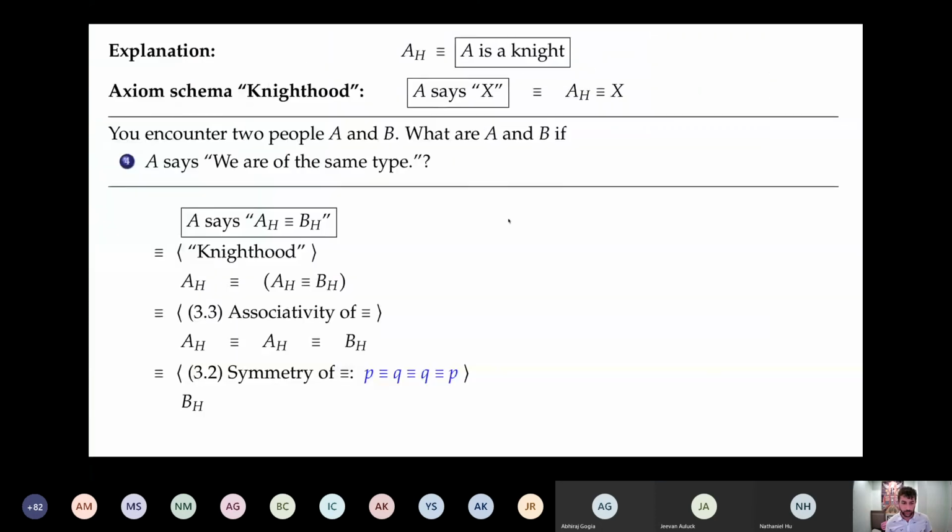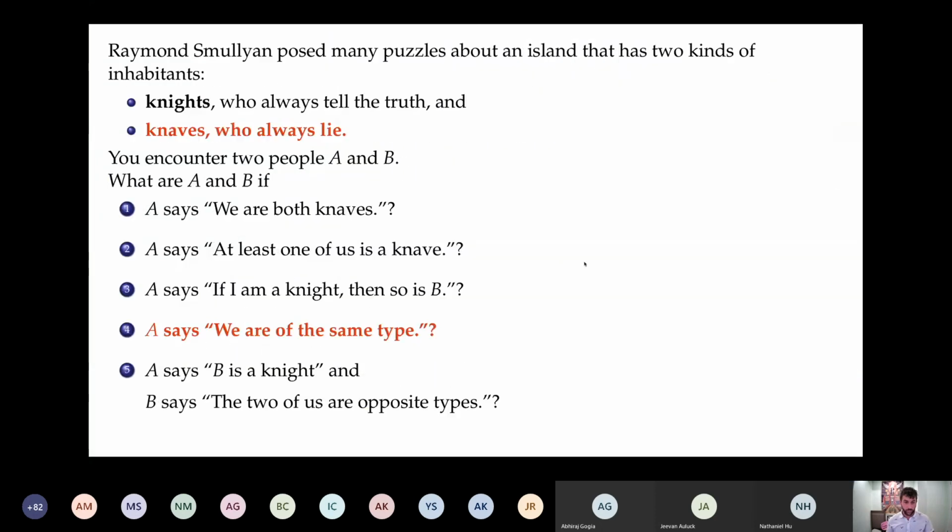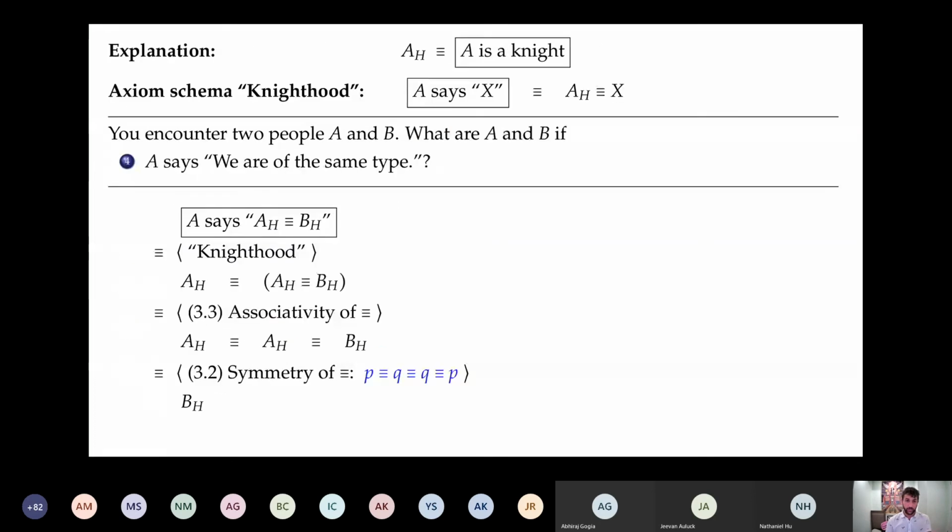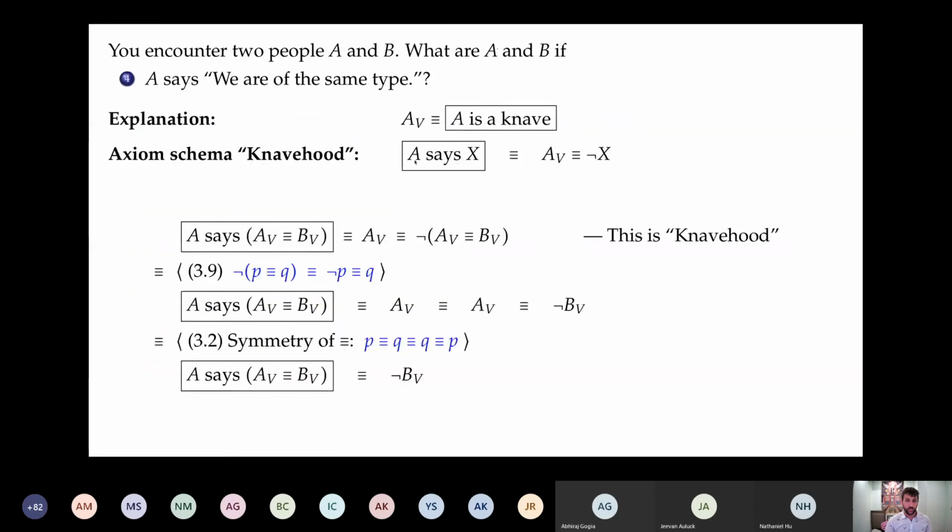Let's go back here. Okay. Now, knaves, they always lie. If we ask if the person saying it is a knave, what will we know? We know that the statement, as before, right? The person is a knight precisely when what they say is true. That applies to everybody, not just knights, right? So if we, just for the sake of argument, say A subscript V is "A is a knave," then it's the same schema, right? Except you have a negation, right?